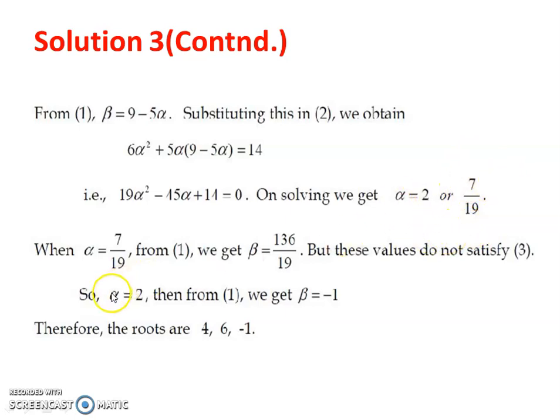So you can take alpha equal to 2. Therefore, from equation number 1 you will get beta equal to minus 1. And by substituting alpha equal to 2 and beta equal to minus 1, that will satisfy the third result also. Then you will get the roots: since alpha equal to 2, the roots are 2 alpha, 3 alpha and beta. Therefore the roots are 4, 6, minus 1.